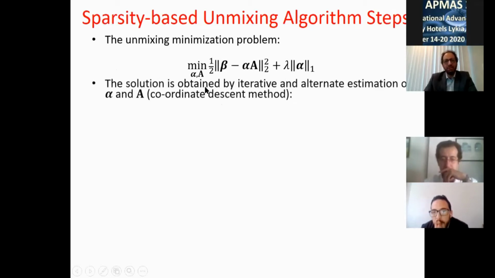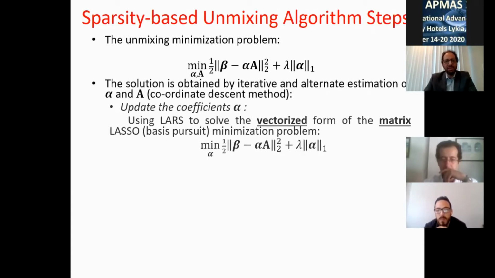And the solution could be obtained through a coordinate descent method, as I said. And now we could use this using LARS, the least angle regression algorithm, which is a very, very powerful algorithm. But the problem with the LARS algorithm that's been developed many years ago, I would say maybe 10, 15 years ago, is that it requires you to vectorize this problem.